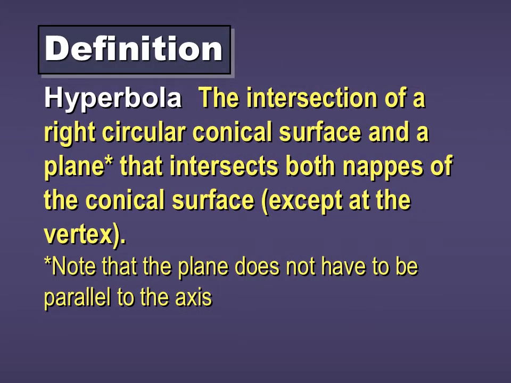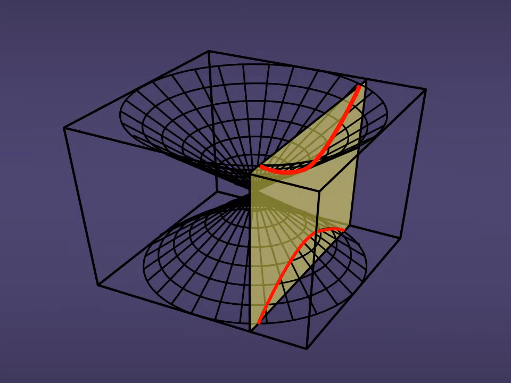Then we have a hyperbola, and that is the intersection of a right circular conical surface and a plane that intersects both nappes, the upper and the lower. I mean, it's not going to be at the vertex, okay? So that right there would be a hyperbola.